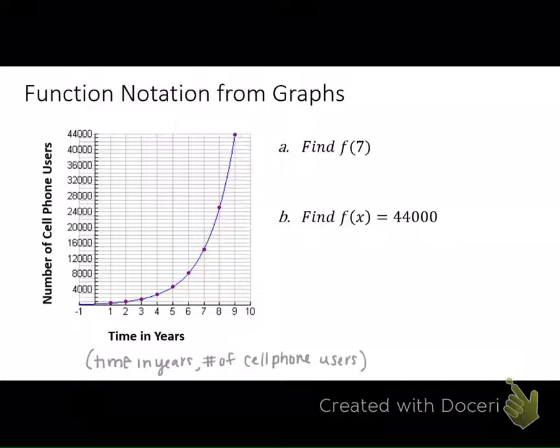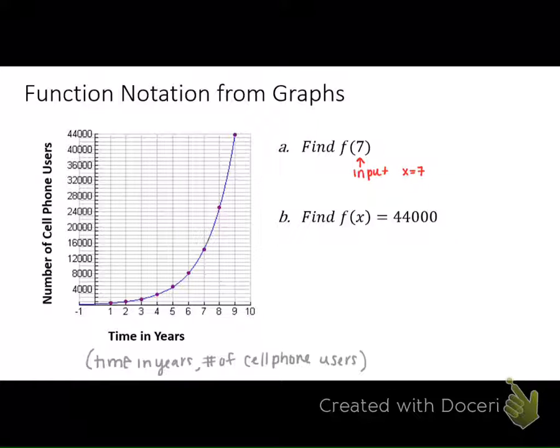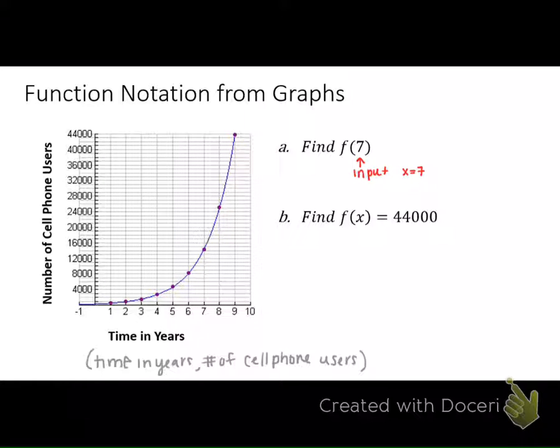Okay, Morgan. A says find f of 7. So first tell me, is 7 input or output? So is that x or y? So we know x equals 7. So how could you find the output then if x is 7? What could you do? Look on the graph. And it's going to be an estimate because these are not exact points. But do we look for 7 on the vertical axis or the horizontal axis? Yeah, so you find 7 here, and you follow it up, and follow it over.